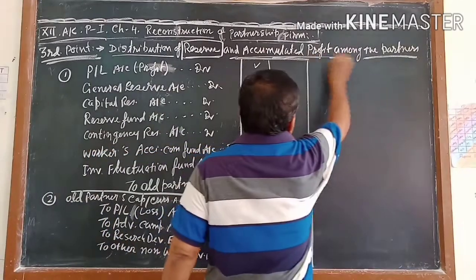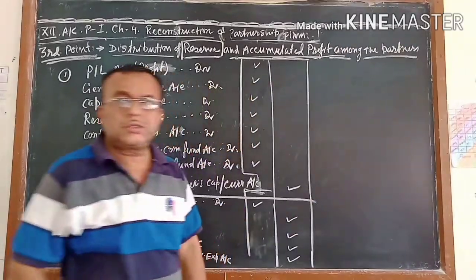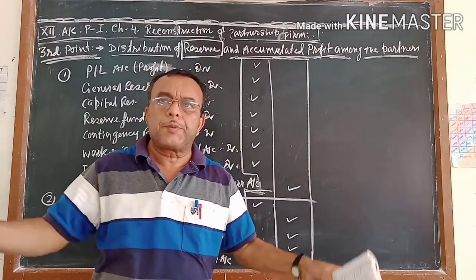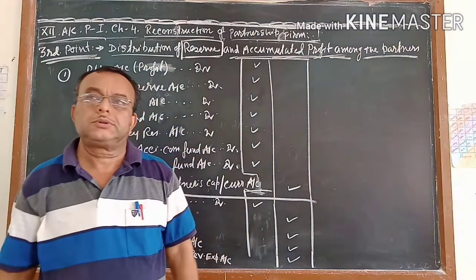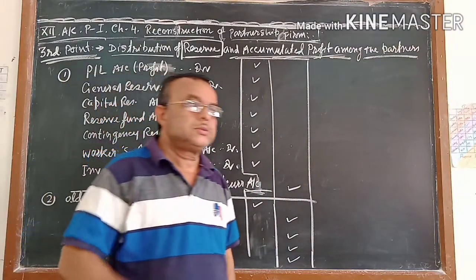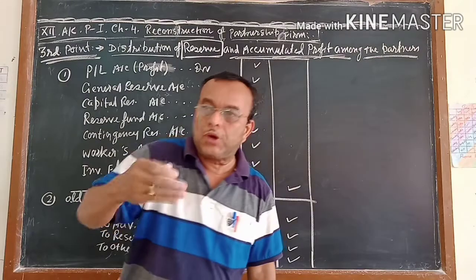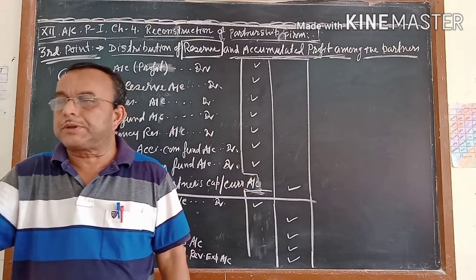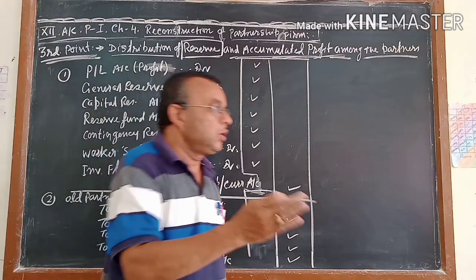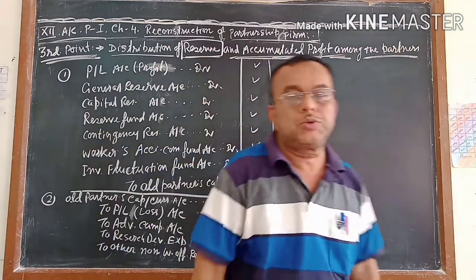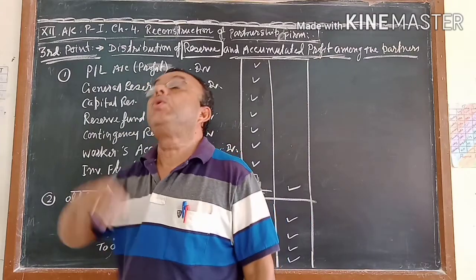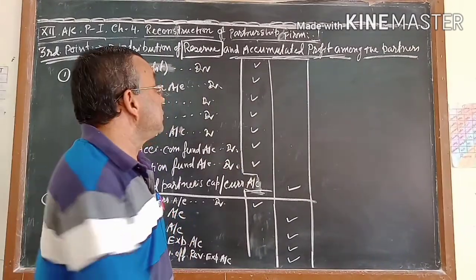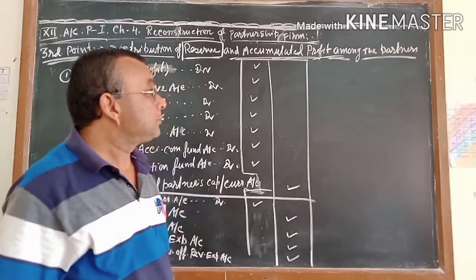Accumulated profits. There is not much difference between the reserve and accumulated profit. Accumulated profit is the profit which you accumulated, a certain amount every year which you have not distributed. Suppose you decided that 10% or 5% of your profit, every year you will keep separately. You will not distribute it to the partners, you will not carry it to the partners' capital accounts. That is called accumulated profit.